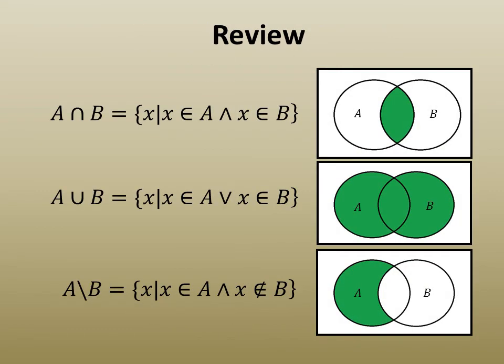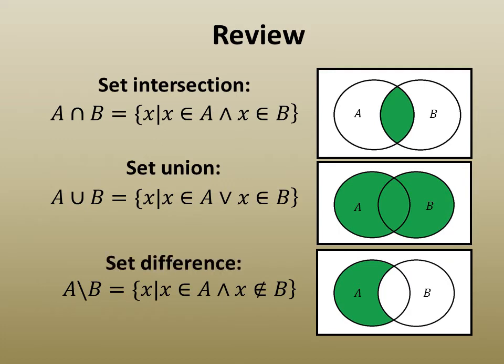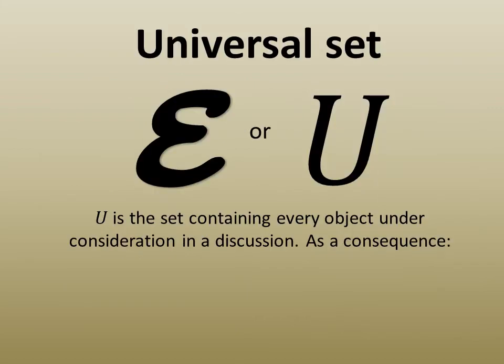That's 3 set-wise operations discussed so far, whose definitions we summarize with intentional definitions on the left and Venn diagrams on the right. They are set intersection, set union, and set difference. To explore the remaining ones, we need to introduce the idea of a universal set. A universal set is a set of all objects under consideration in a discussion.